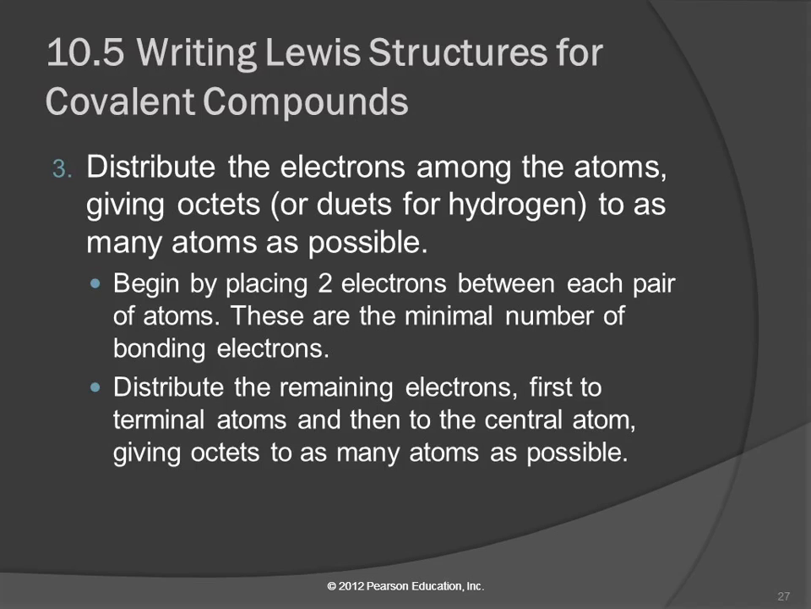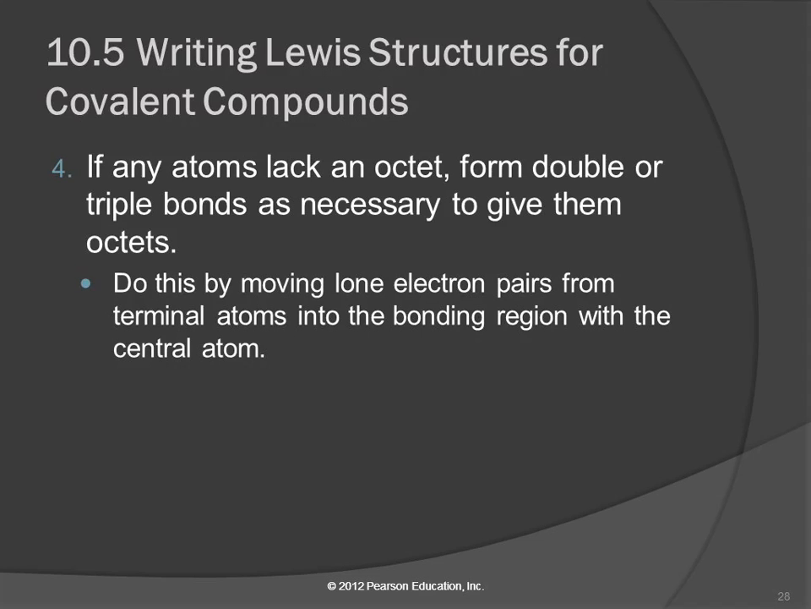Then we're going to take those dots and spread them around all the atoms and try to get everybody an octet, or a duet for hydrogen. So there has to be at least one bond between atoms. You need to have 2 electrons between each atom to make a bond. And then you put the rest of them around. Sometimes there's not enough. When there's not enough to go around, then we have to share more. And that's when we have double and triple bonds. We do that by taking the lone pairs and sharing them as bonding pairs. And we're going to do a bunch of examples.